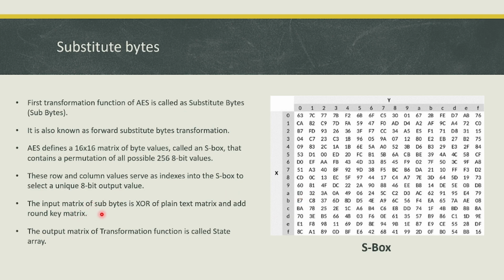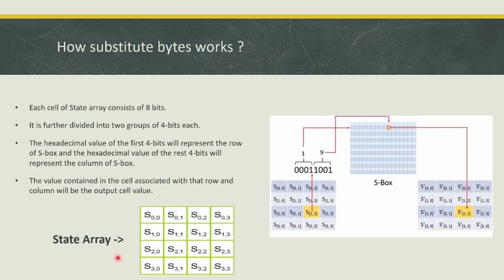The input matrix of the substitute byte is a XOR of the plain text matrix and the add round key, and the output matrix of every transformation function is called a state array. Suppose this is a state array, and suppose we have to substitute this cell at 2 comma 2. Suppose it is represented as the following 8 bits. We have to divide these 8 bits into two parts.